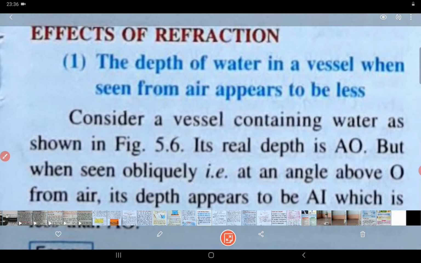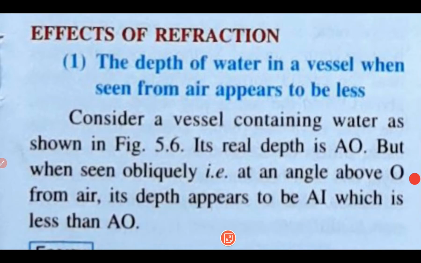So consider a vessel containing water as shown in figure 5.6. Its real depth is AO, but when seen obliquely, that is at an angle above O from air, its depth appears to be AI, which is less than AO. So this basically tells us about the effect of refraction, where the bottom of any tank or any glass containing water will appear to be raised a little bit up.